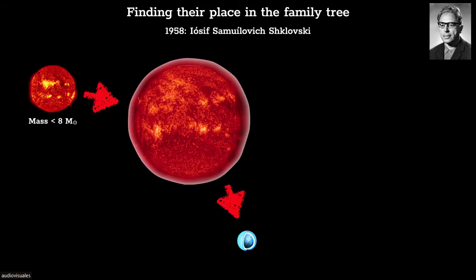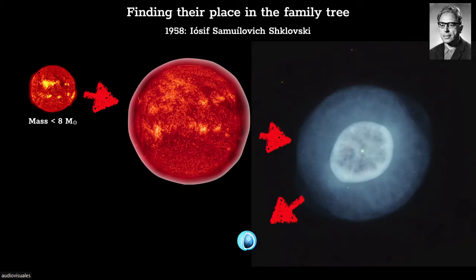Now, Joseph Shklovsky suggested in 1958 that planetary nebulae were in between these two objects. They were the descendants of red giants and the progenitors of white dwarfs. Again, we are talking about a little bit more than 60 years ago. My parents were in school back in this time. When they studied, we had absolutely no idea where to put these objects, planetary nebulae, in the family tree.